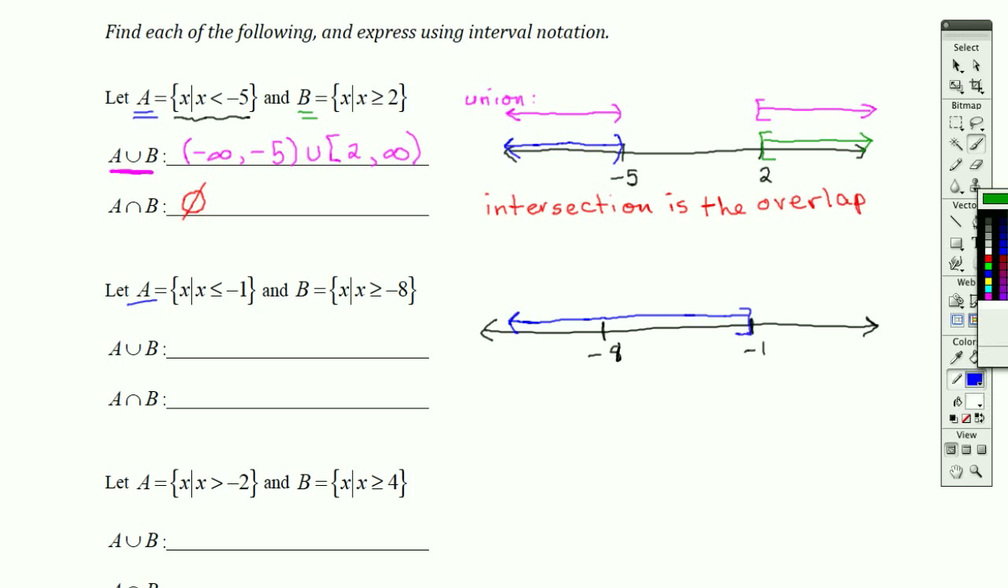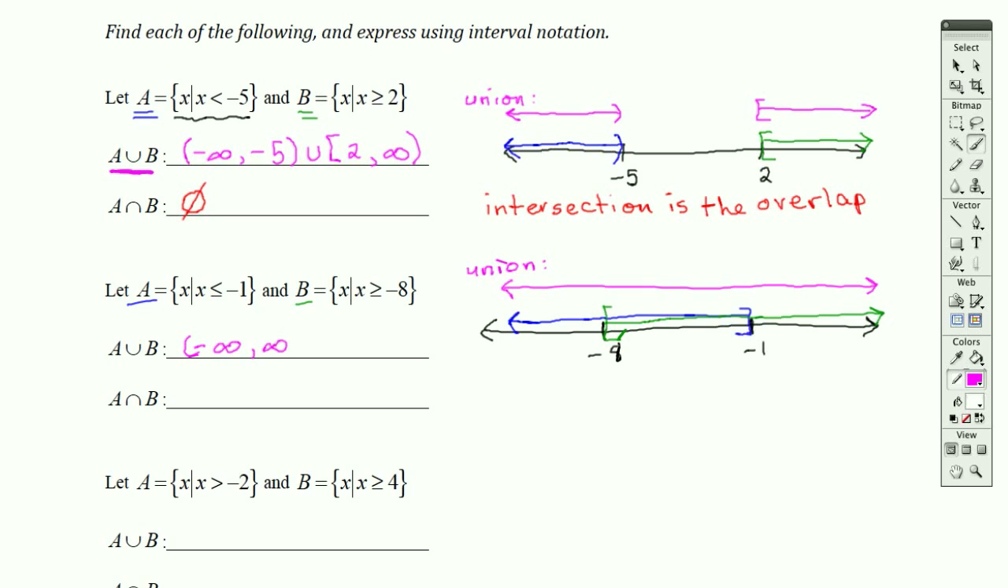And then B, we will graph in green here. B is greater than or equal to -8. So this time we can see that the two sets do overlap. But this time finding the union, let's do that in magenta again. The union is the set of all values that are on either graph. And in this case, when we put the two graphs together, we can see that they make up the entire number line. There's not a single value that isn't on one graph or the other. So A union B would be the entire real number line, or the interval from negative infinity to infinity.